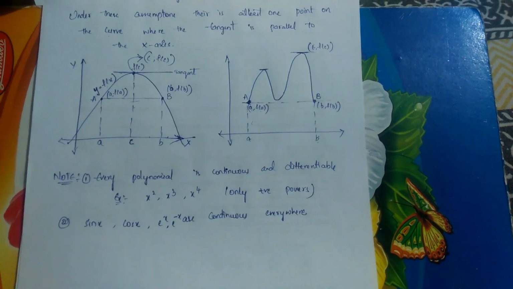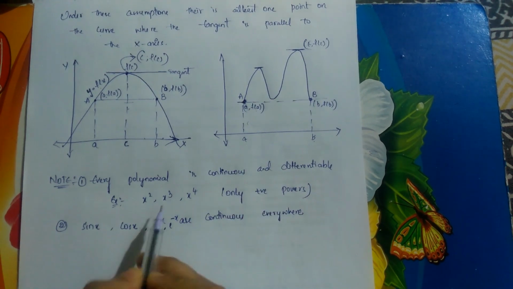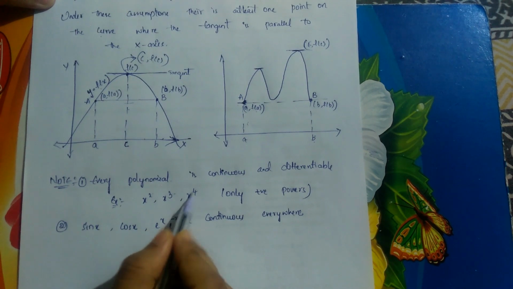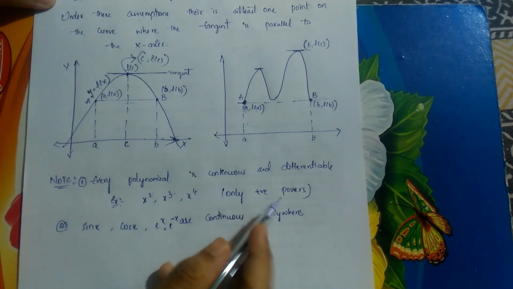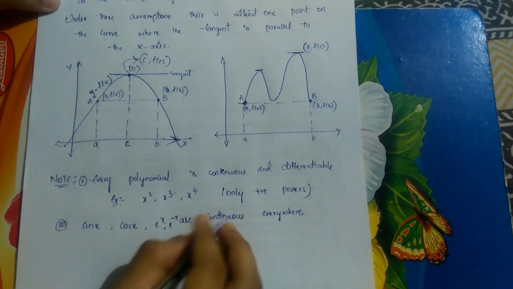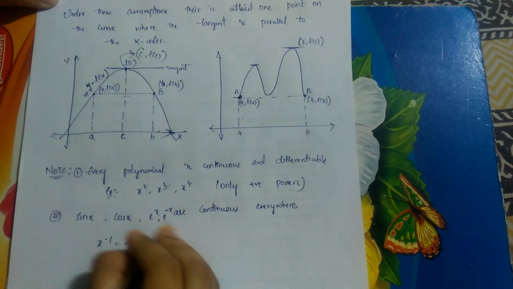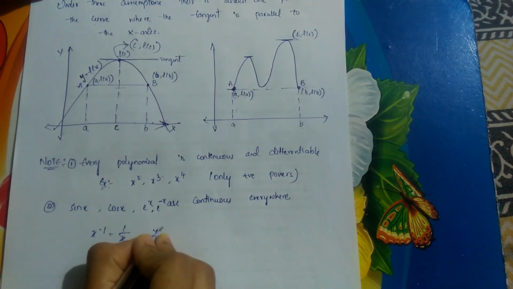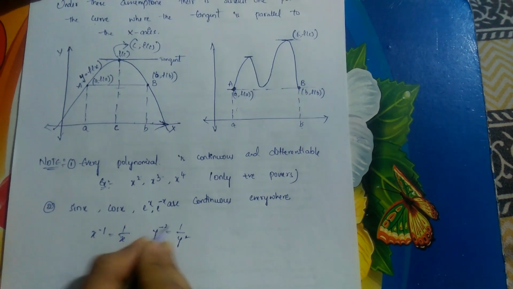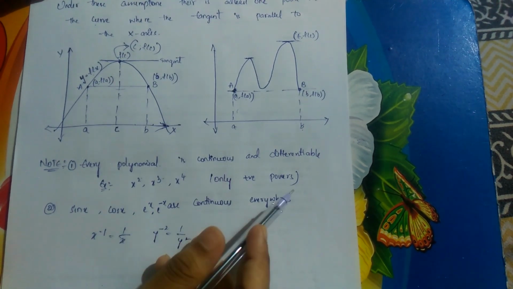And here are the note points we have: every polynomial is continuous and differentiable. The polynomial functions like x square, x cube, or x power 4. So only positive powers are continuous and differentiable, not the negative terms. Negative terms like x power minus 1, that means 1 by x, or y power minus 2, that equals 1 by y square. So the negative powers of the variables are not continuous and differentiable.